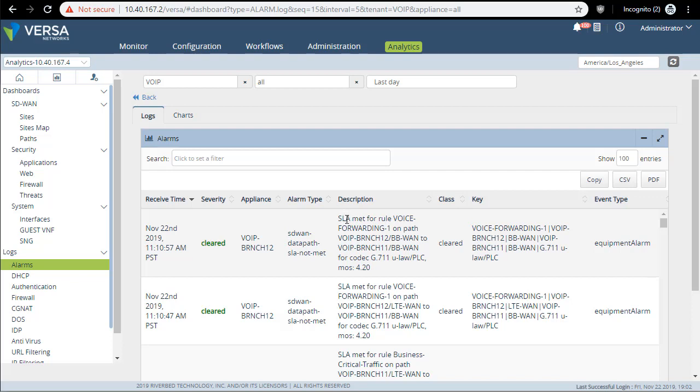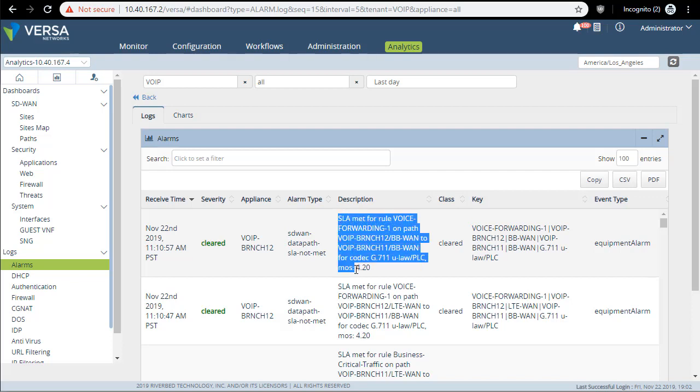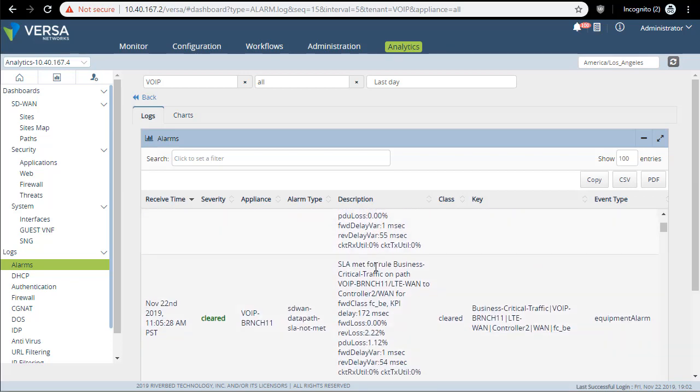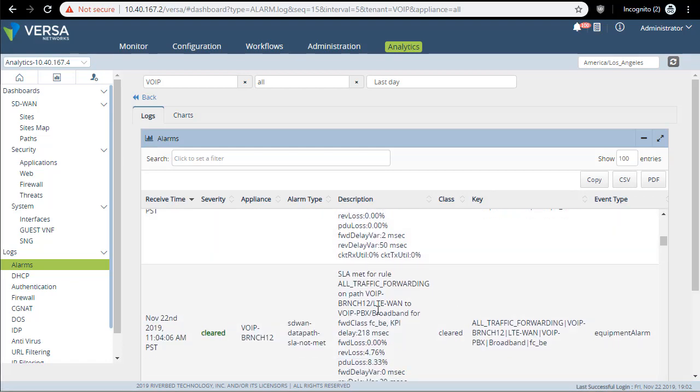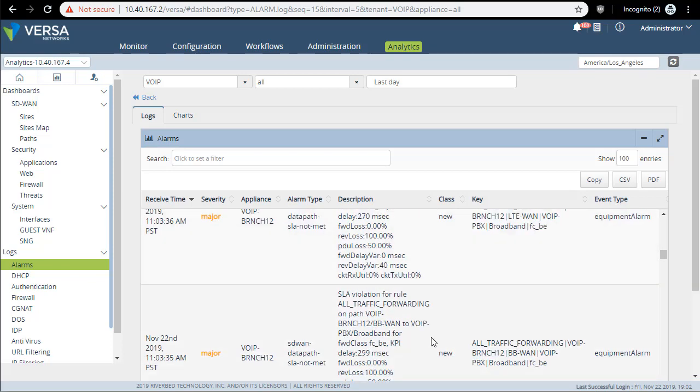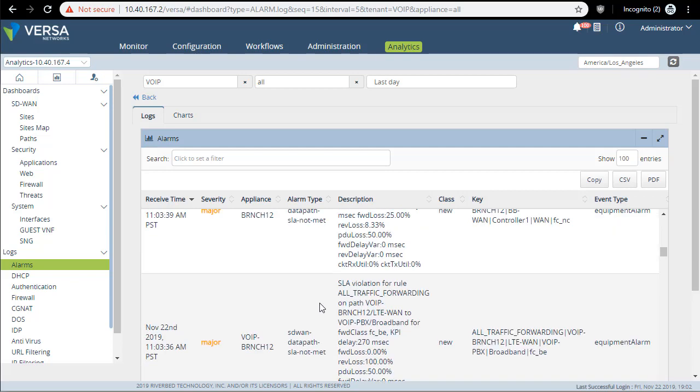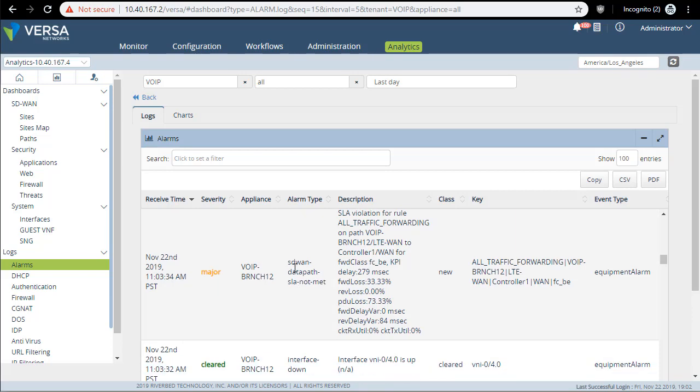And the description shows us that the path flapped because there was a big MOS score and it was above the threshold. At the same time, we can see multiple other events, and we can even try to find when exactly the problem started happening with branch number 12. We see a lot of different events happening, and most of them are about non-compliant SLA. So it means there was a problem in the path between our branch and the voice over IP PBX server.